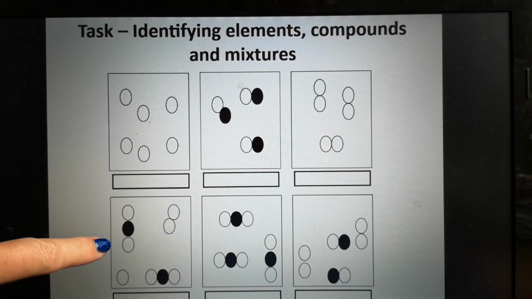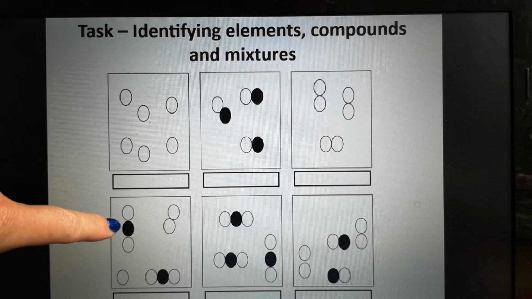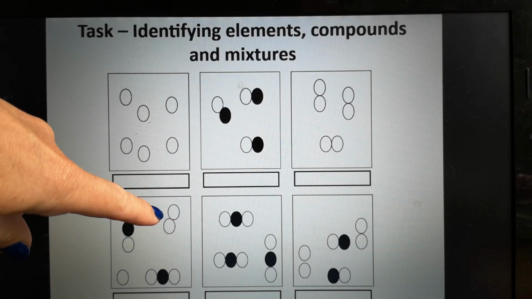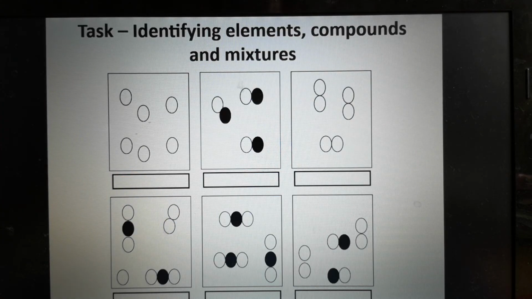What do we think about this one? We've got this here, which is a compound, and we know that because there's two different colour balls joined together. And this is an element because it's two balls of the same colour, two atoms joined together. So we've got a compound and an element in there, so that makes that a picture showing a mixture.